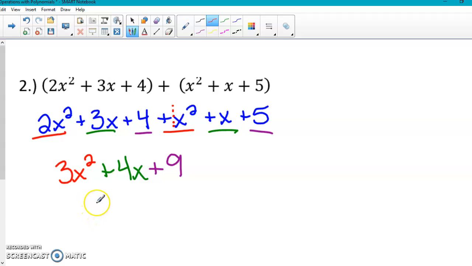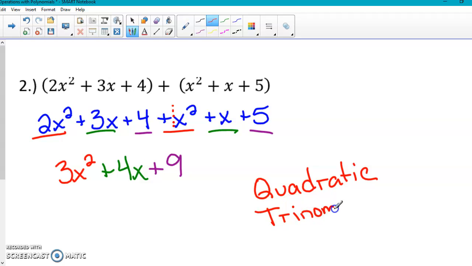First name, last name. So first name comes from the highest exponent. Highest exponent, of course, since it's in standard form, is the guy in the front. So a 2 means my first name is quadratic. And then my last name comes from how many terms I have. I have 1, 2, 3 terms. So my last name is a trinomial.